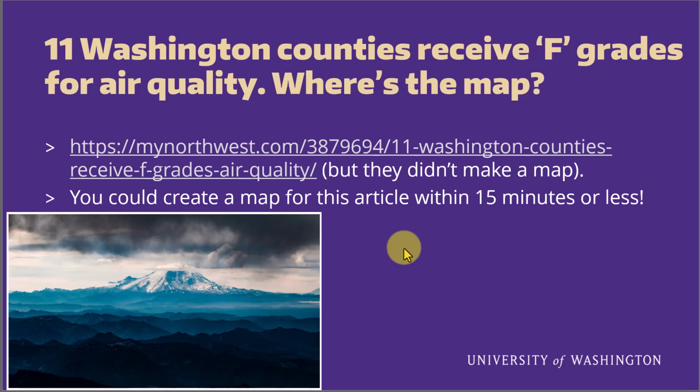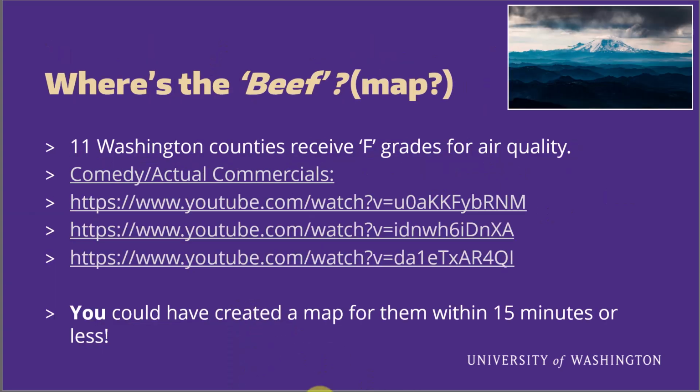So what I'm saying is your skills are going to be highly valued, especially once you complete this course and perhaps courses beyond. If you'd like, take a look, click on this link, and just think about what kind of map you may have made, just detailing the 11 counties. What would you include? What would you have left out? And in thinking about this, I thought about where's the beef? So where's the map? The beef being the most important part of the story, the 11 counties that received that F grade. How would you symbolize that? And what type of background might you use or legend?